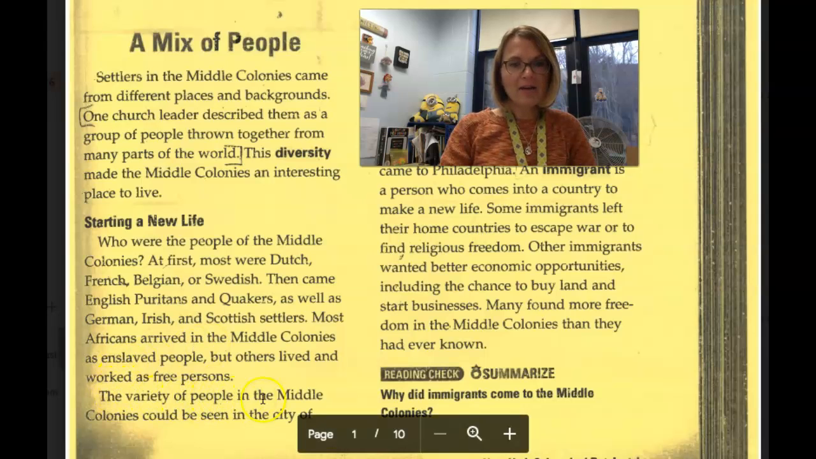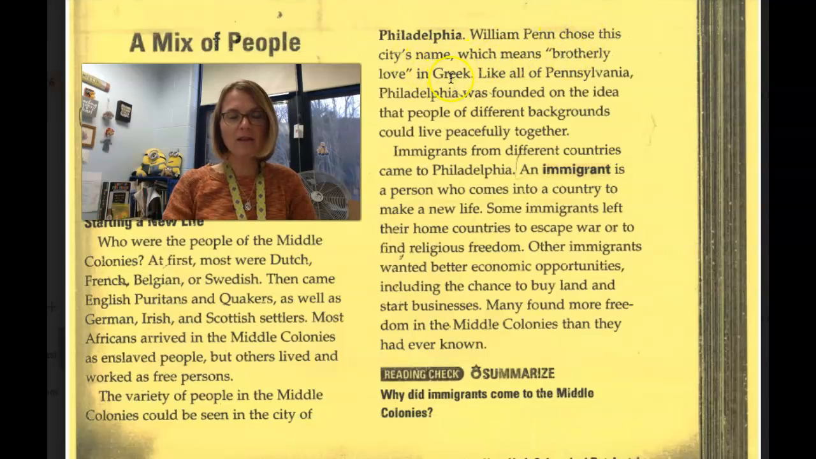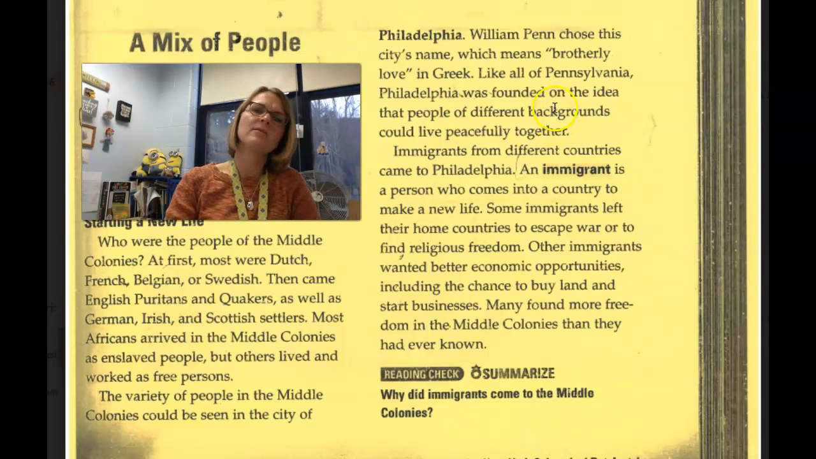The variety of people in the middle colonies could be seen in the city of Philadelphia. William Penn chose the city's name, which means brotherly love in Greek. Like all of Pennsylvania, Philadelphia was founded on the idea that people of different backgrounds could live peacefully together. Okay, so that might explain why there's lots of different people there, because they could live together, because I know like in Massachusetts they didn't really like people who thought differently than them, so maybe that's why there's so many people.